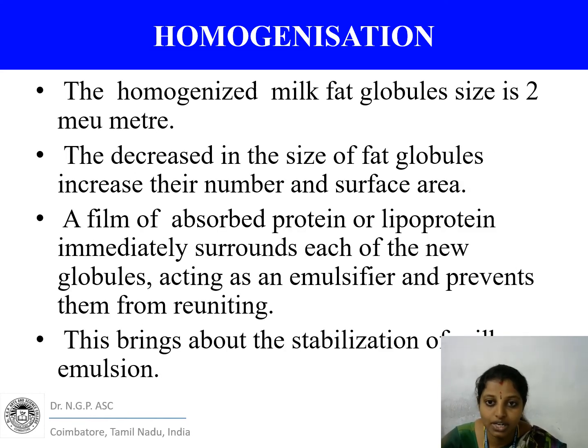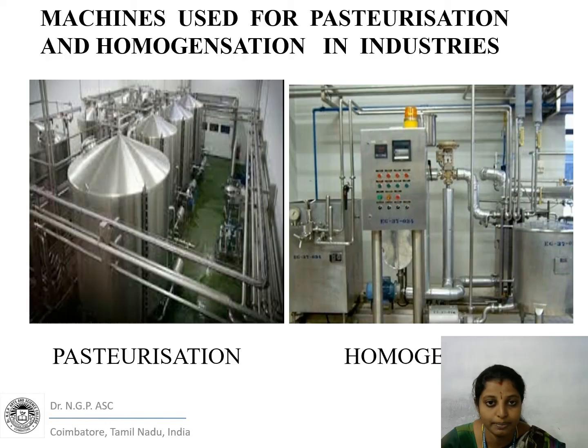The homogenized milk fat globule size is 2 μm. The decrease in the size of fat globules increases their number and surface area. A film of absorbed protein or lipoprotein immediately surrounds each of the new globules, acting as an emulsifier and preventing them from reuniting. This brings about the stabilization of the milk, called an emulsion. These are the machines which are used for the pasteurization and homogenization process in many industries.